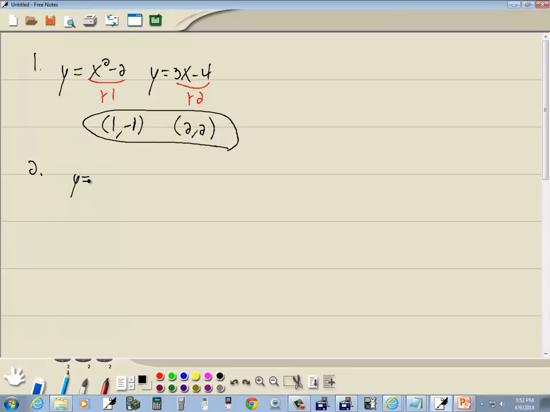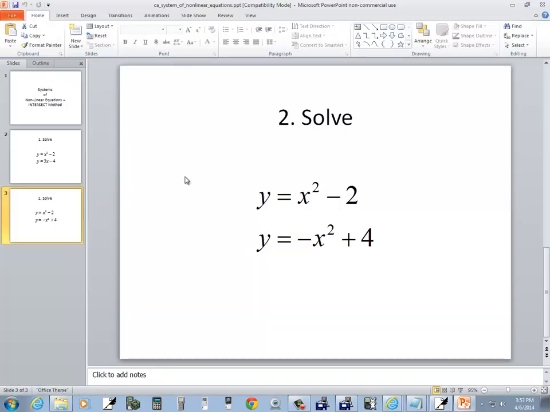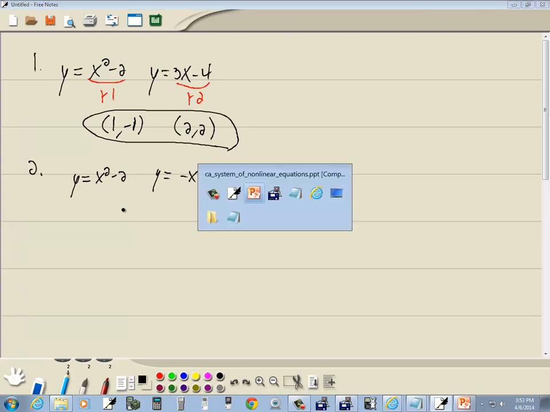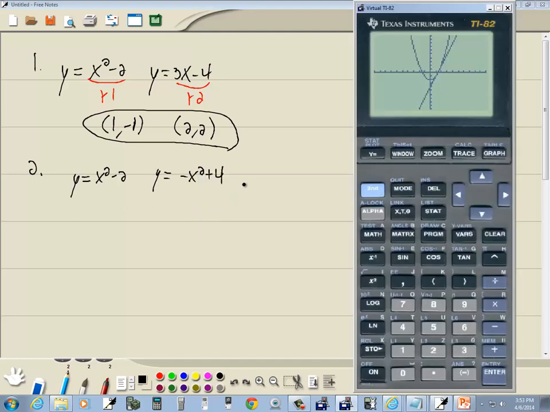We've got y is equal to x squared minus 2, and y is equal to negative x squared plus 4. Okay, let's go enter these in. So I press Y=, press Clear, down arrow, press Clear, and I'm up arrow on Y1 and put x squared minus 2. So X key, x squared minus 2, enter.